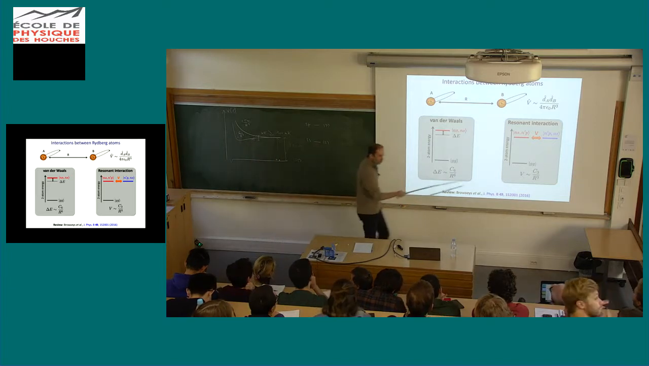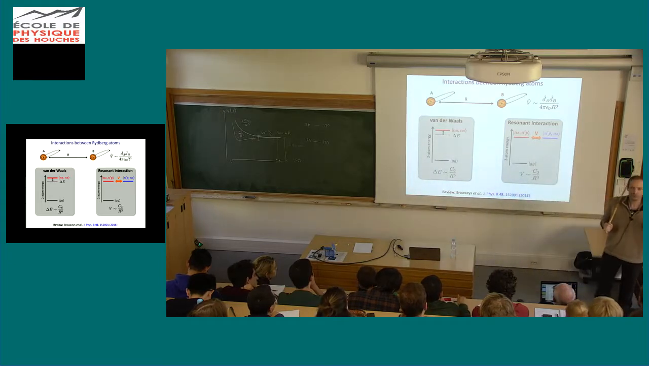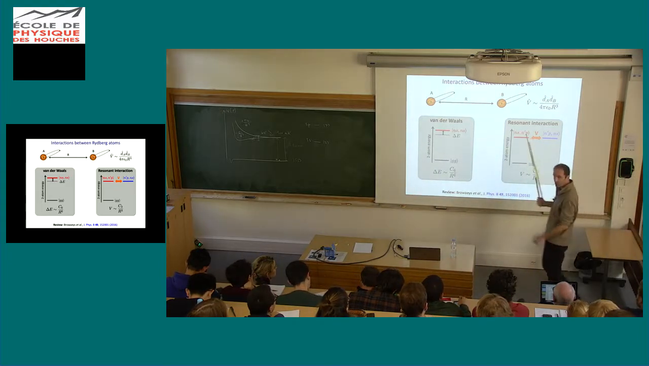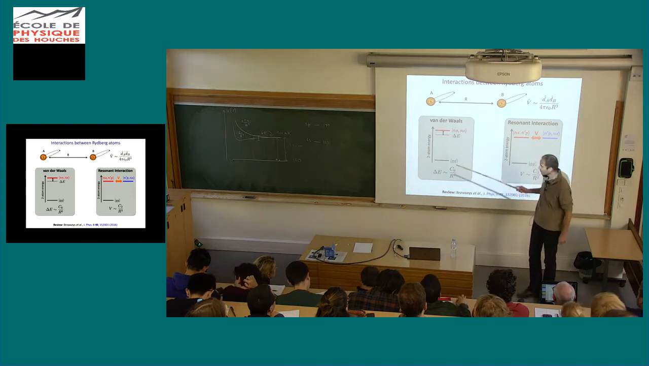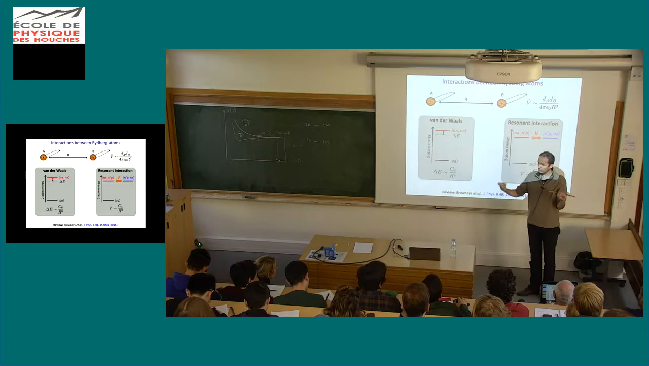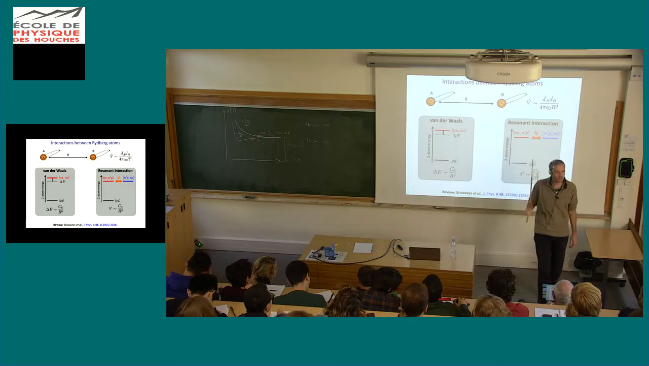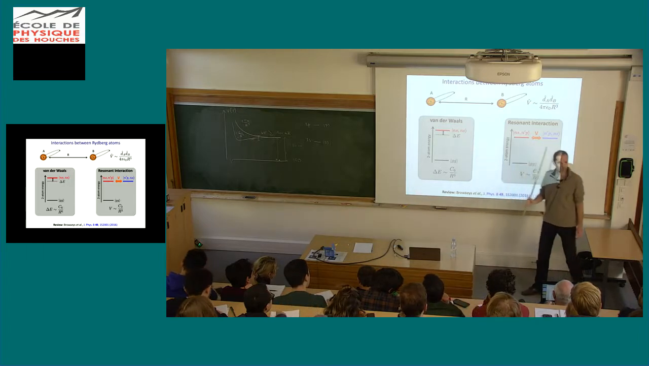All right, so just to summarize again, you can have essentially two types of interactions between the Rydberg atoms. The most natural one is the van der Waals interaction. That's the one that you encounter if you place two atoms in the same Rydberg state. That's what we learned yesterday. In this case, this state is essentially shifted by an amount which is C6 over R^6.